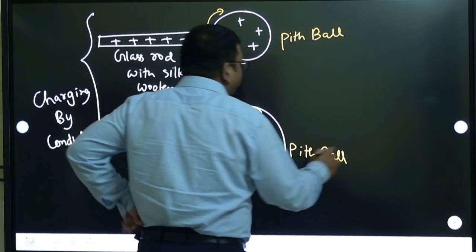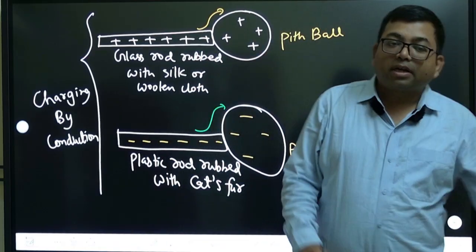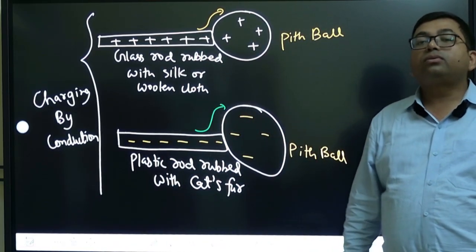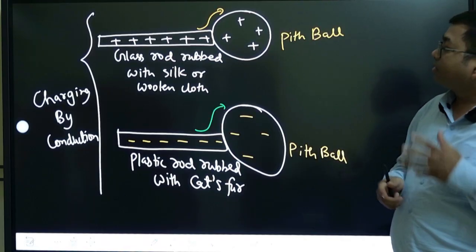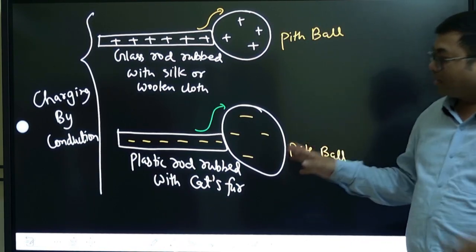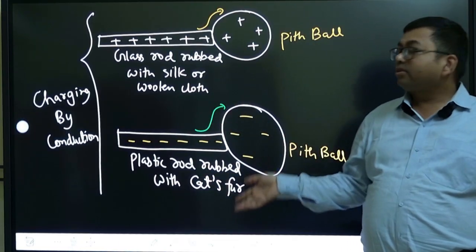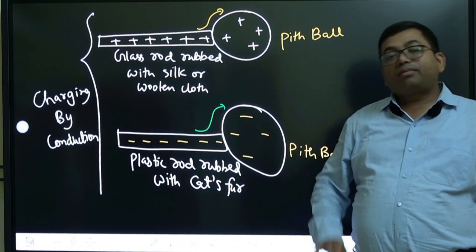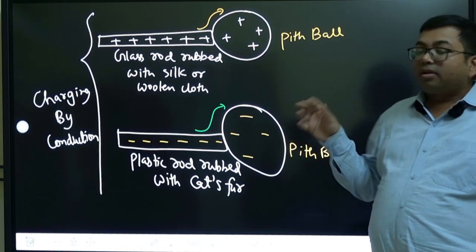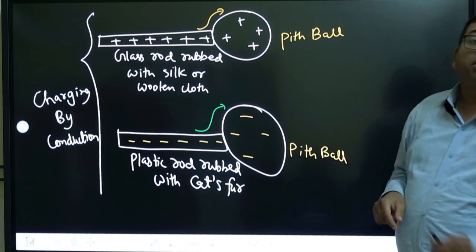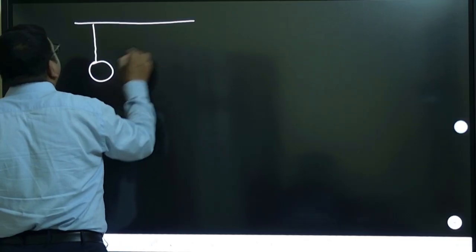So like that, you can develop some charges on the pith ball and hang them and see whether they are attracting or repelling. So this experiment they have done. First of all, they made the charged rods, either plastic rod or glass rod. After they get charged, they transfer the charge to the pith ball. After that, they do experiments with the pith ball. There are experiments like this. They are keeping two pith balls like that.